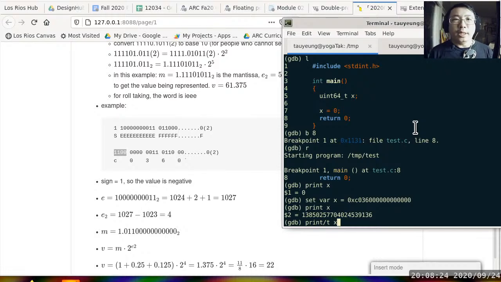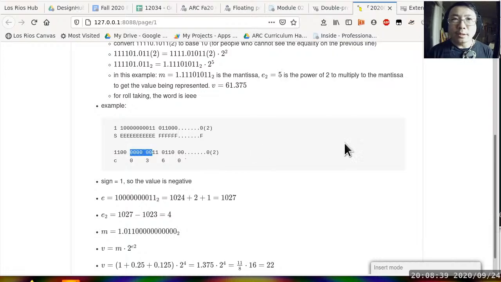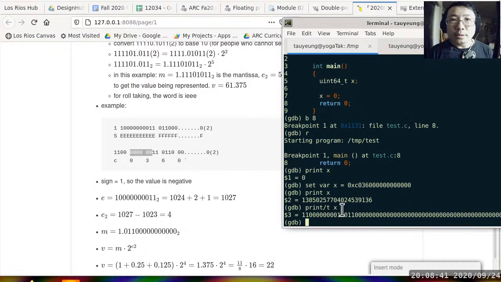So now we say print, press the enter key, and go, okay, what are we having here? Hey, that looks familiar. We got 1100. We got 6 zeros after that, and then we got the 1 1, and the 0 1 1 0, and then a whole bunch of zeros after that. But where's my negative 22?